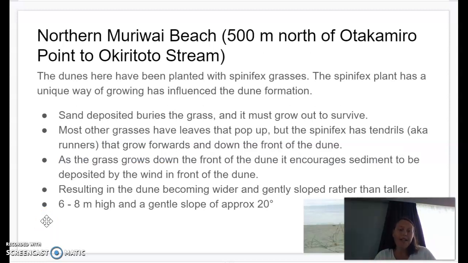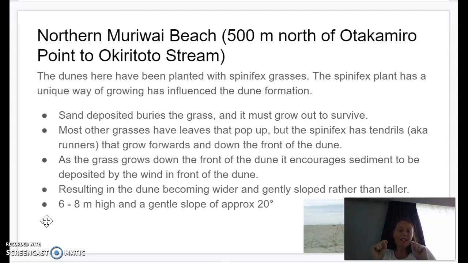So here we go. In the northern part of the beach, at 500 metres north of the headland through to the stream, we get sand being carried through saltation and through suspension and surface creep, and it's deposited on the spinifex grass. So spinifex sand dune grasses are the main grasses up at that end of the beach. But what happens when the sand lands on the grass is that it starts to bury it.